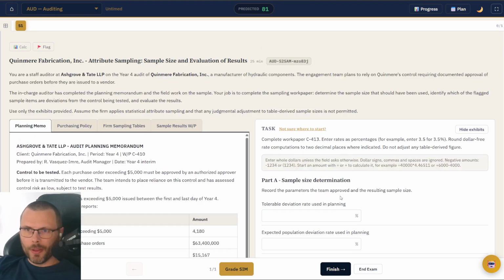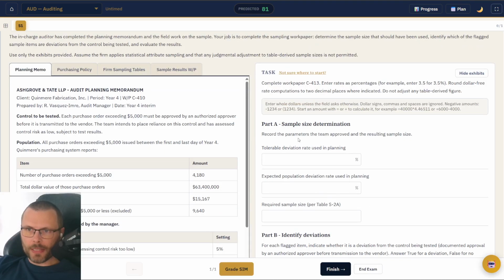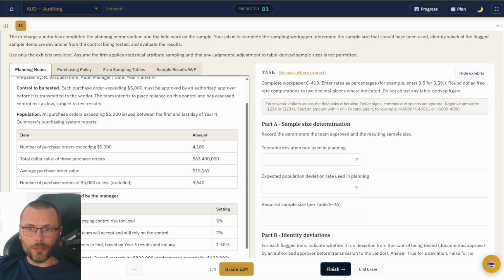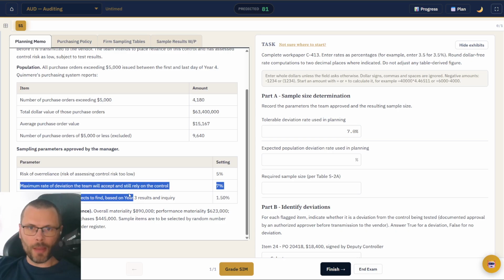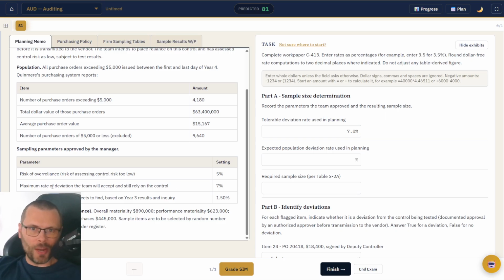Let's see. Okay, so part A, tolerable rate is given to you. It's given to you directly. If you read the memo enough towards the bottom, you'll see it's 7%, not the 5%. This one's straightforward, but a lot of simulations will give you the answer. It'll be explicitly stated somewhere in one of the memos. There's nothing to calculate. You just have to know they're asking for the tolerable deviation rate. That's not exactly called tolerable deviation rate on the memo, but that's what it means, the maximum rate we're willing to accept. That's just another way of saying tolerable.